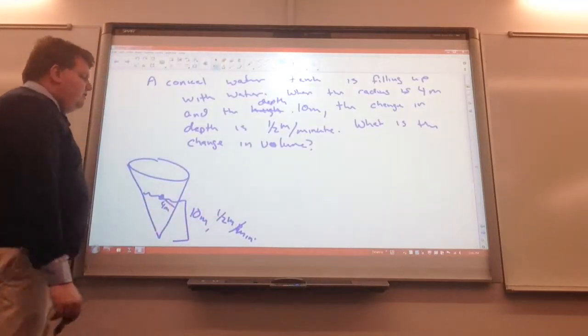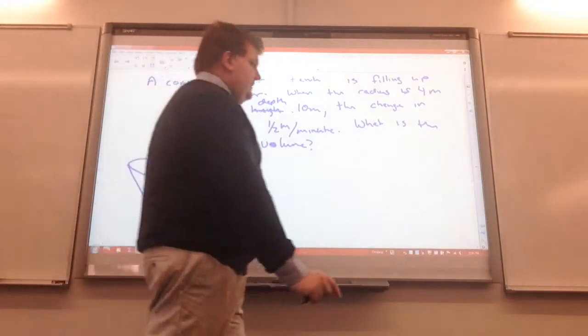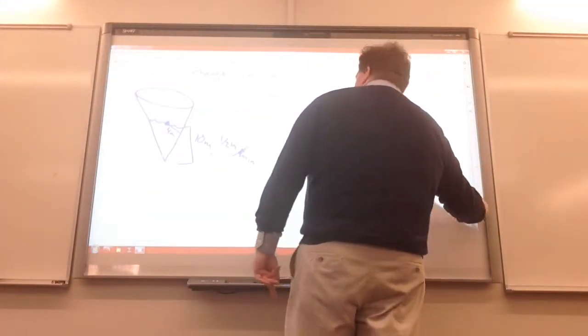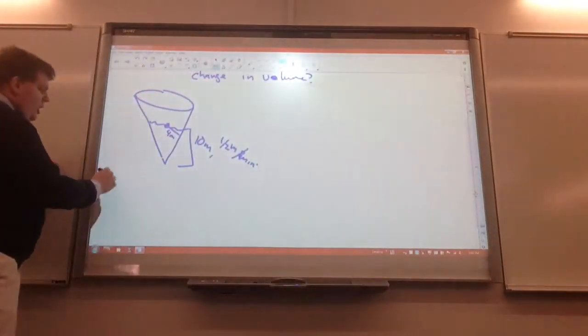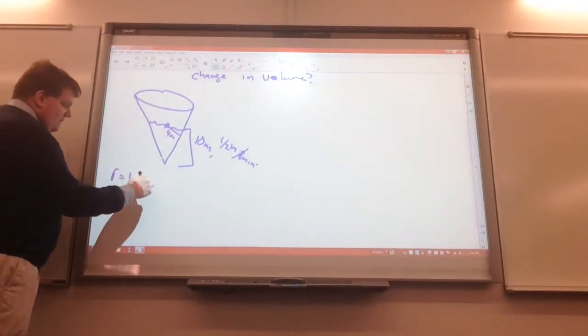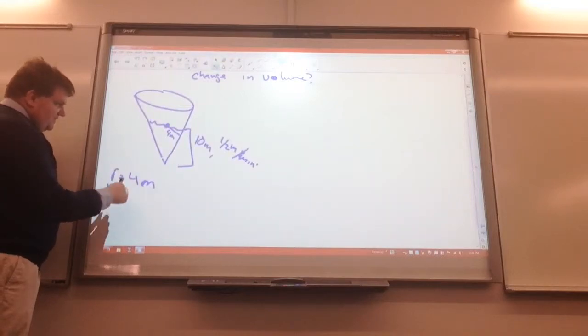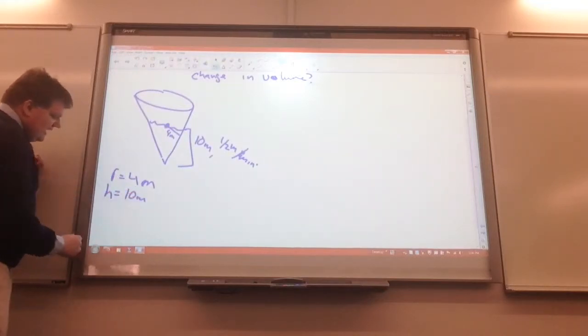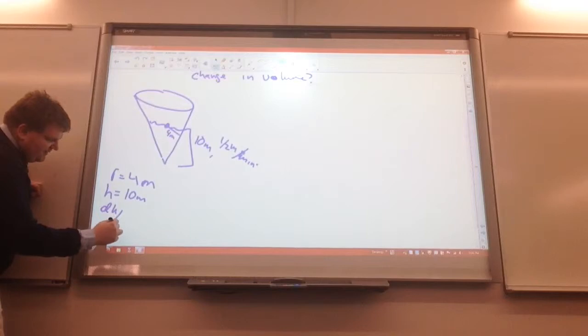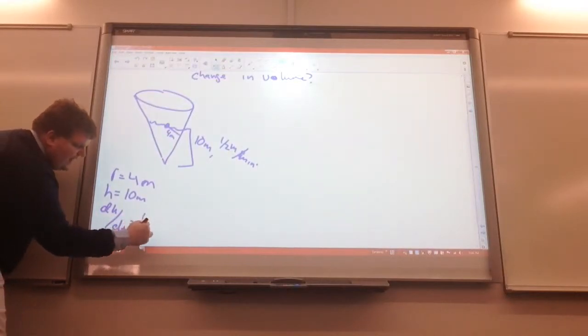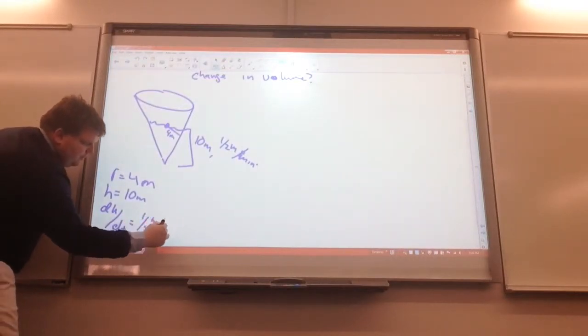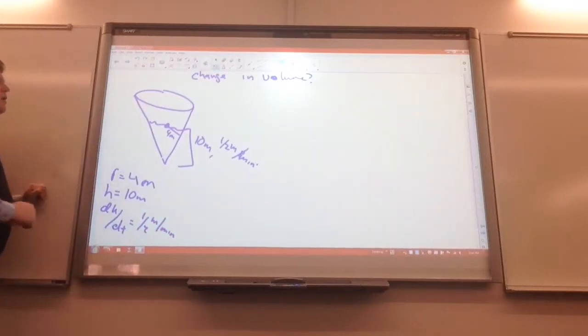Good. So what I'm also going to do here, in addition to this, is make myself a list of everything I'm given. R is equal to 4 meters. H, we'll use H for this, is 10 meters. The change in H with respect to time is 1/2 meter per minute. What do we want? It's the only thing that's left up there at the top, from the problem: dV by dt, right?